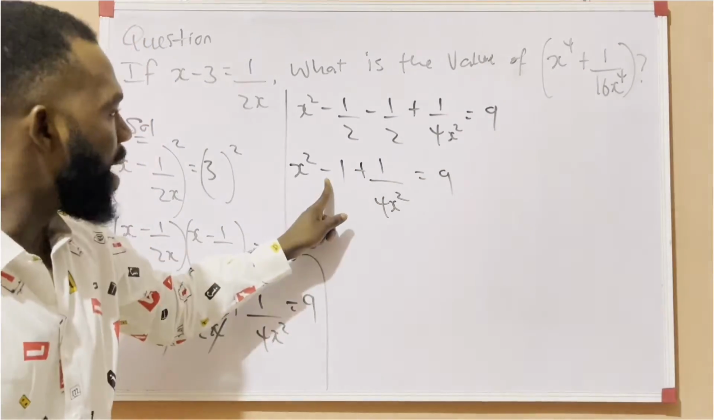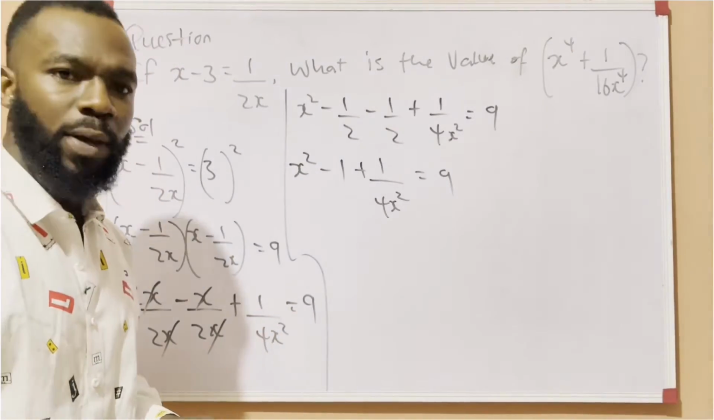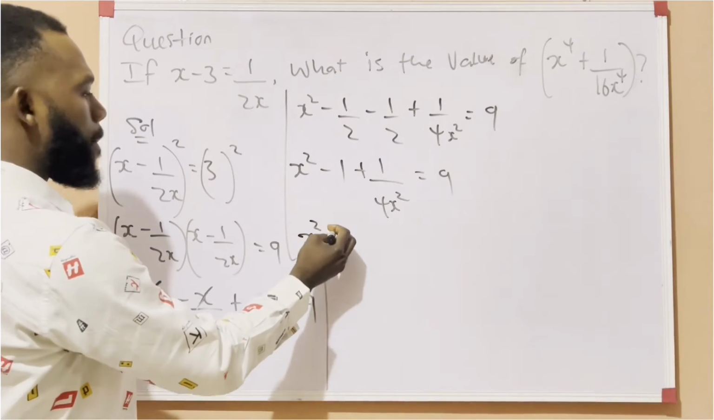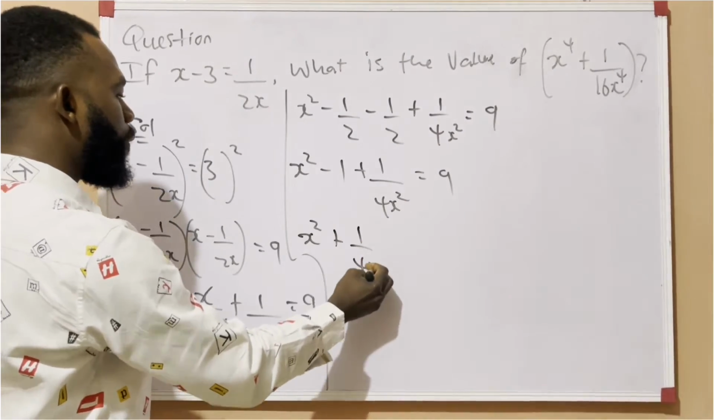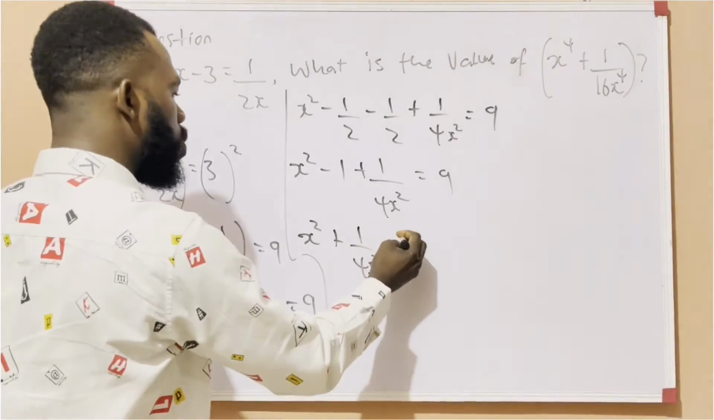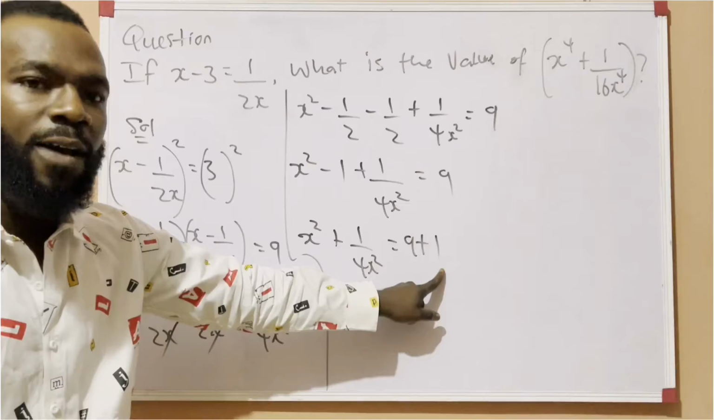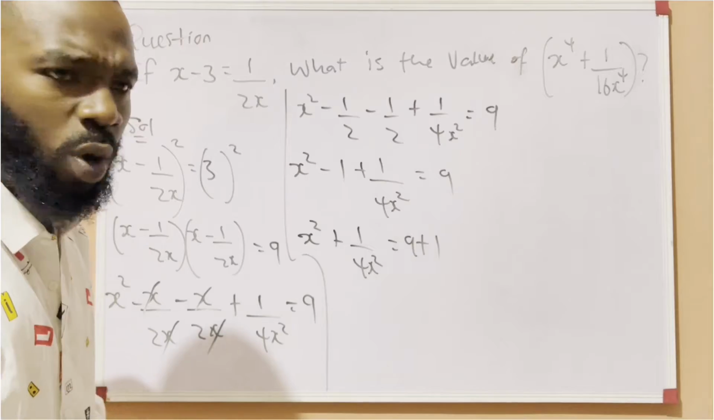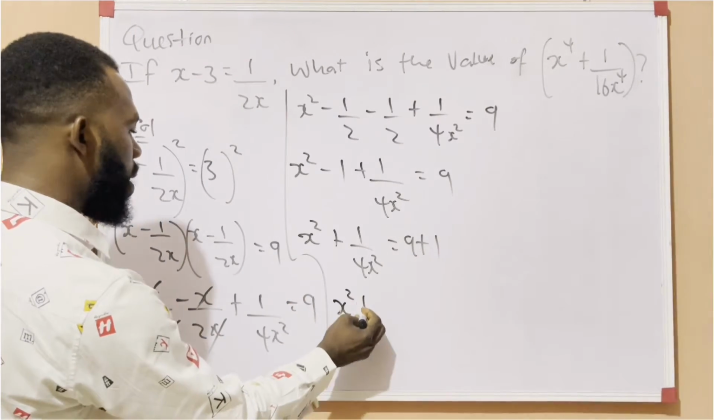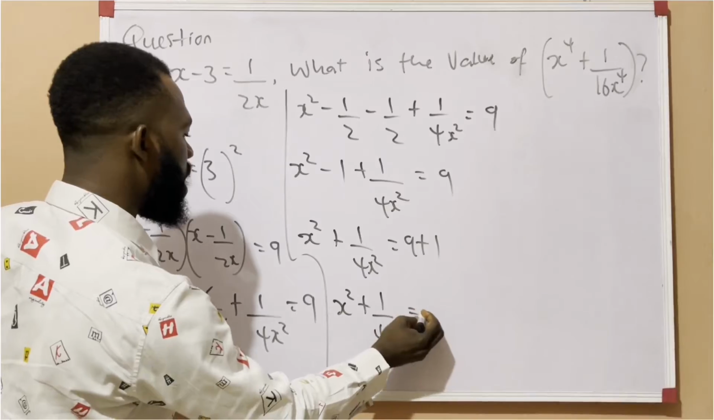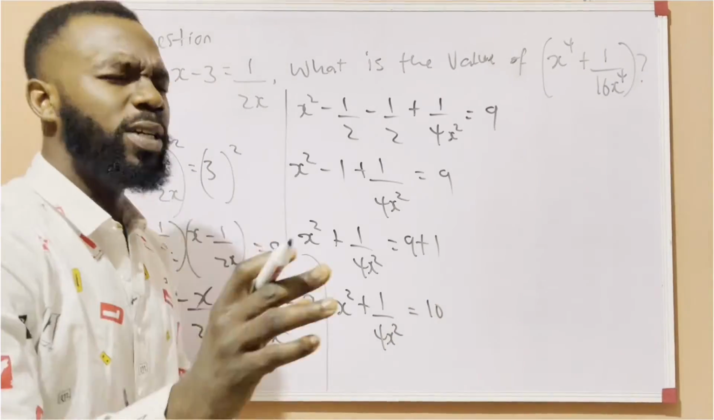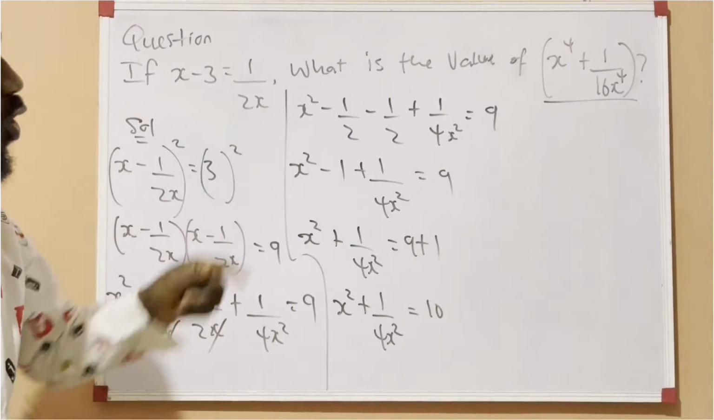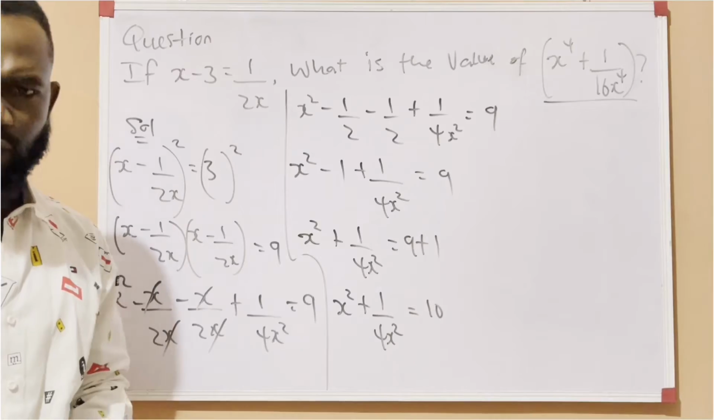Next, what am I going to do? Minus 1 crosses to the right hand side of the equation and becomes a positive 1. And when we do that, we are going to be having this: x squared plus 1 over 4x squared, are you with me? Is equal to 9 plus 1. And how did I get plus 1? Minus 1 crosses to the right hand side of the equation. Now, 9 plus 1 gives us what? 10. So here becomes x squared plus 1 over 4x squared is equal to 10. But don't forget that this is what we get told to simplify, to find the value of. So now let us proceed.